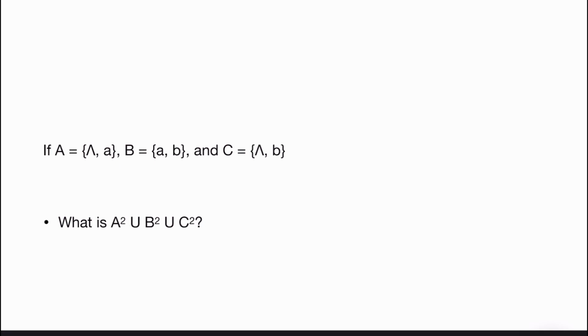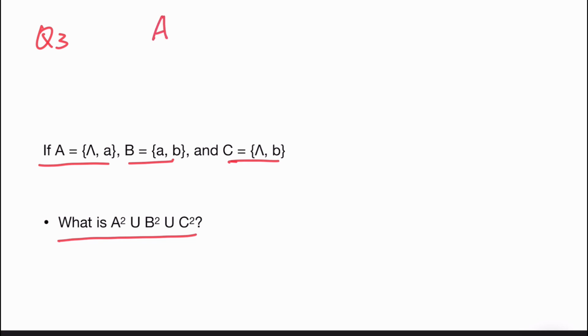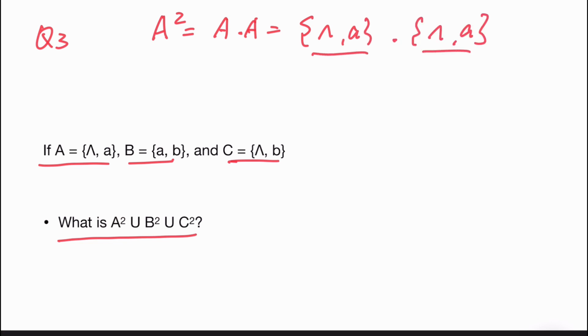Okay, now here's our last question. We're giving you A, B, C, 3 sets. What's the result after you do the A square, B square, C square, and union them all together? Let's quickly work out what A square is. A square should be A dot A, and I just copy what A is here, right? So we literally do the product between these 2 sets. As the definition says, you should have all the combinations between 2 sets.